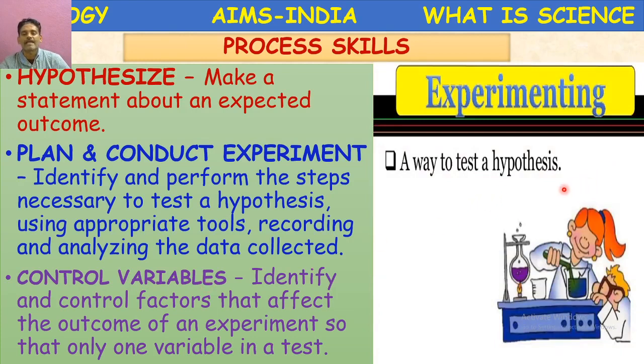So experimenting is a way to test a hypothesis. These are the equipment. So plan and conduct experiment. What is required here? Here a beaker, a spirit lamp, a measuring jar, chemicals, everything is ready. Only after planning, you have to start the experiment. During the experiment, you have to control variables. First hypothesize, then plan and conduct experiment. In the planning, you obtain all requirements, then start the procedure, and during the procedure you have to control the variables. Then you will get the exact result.